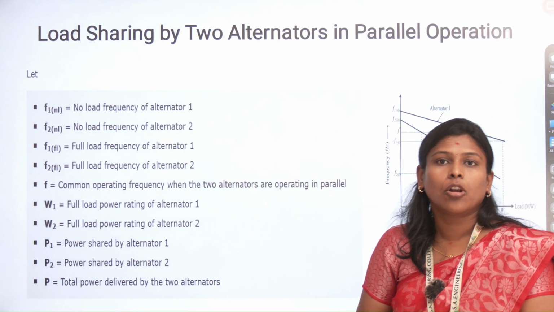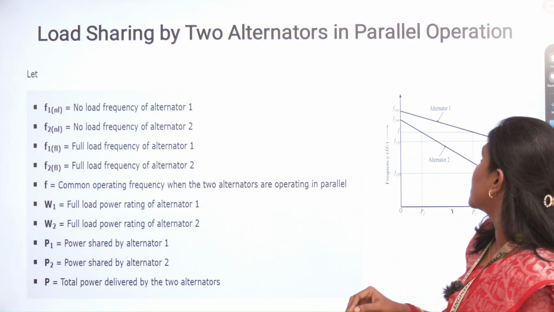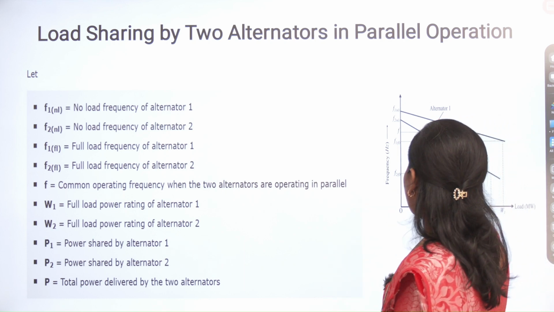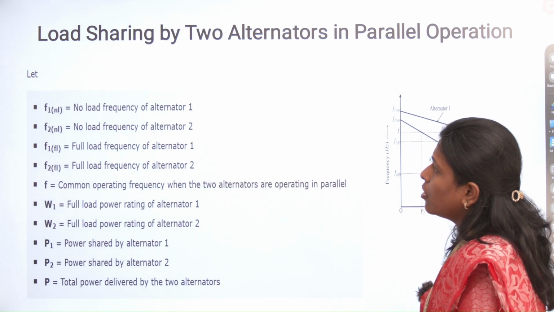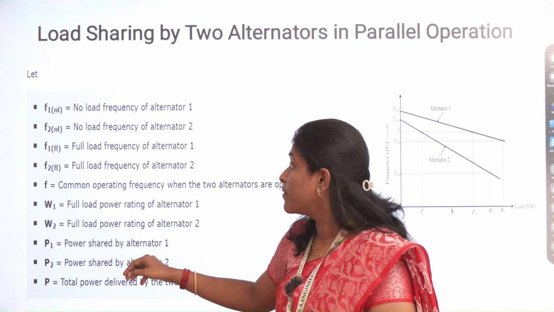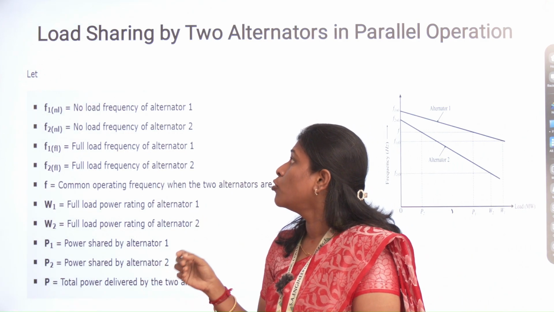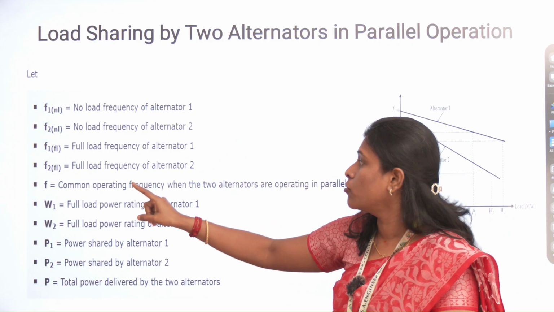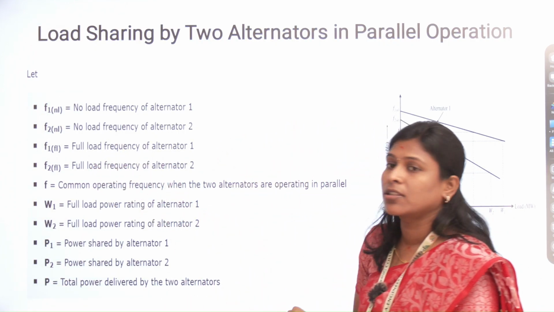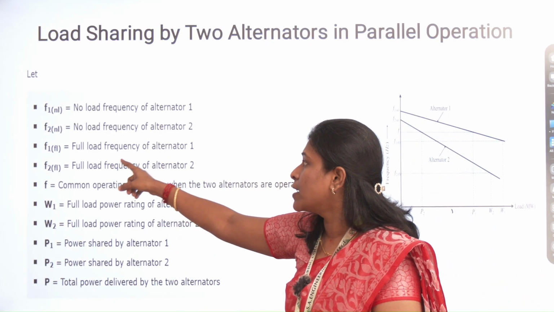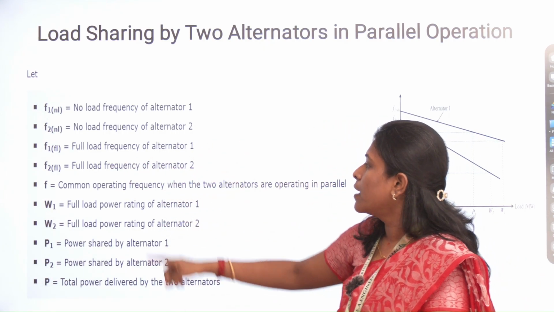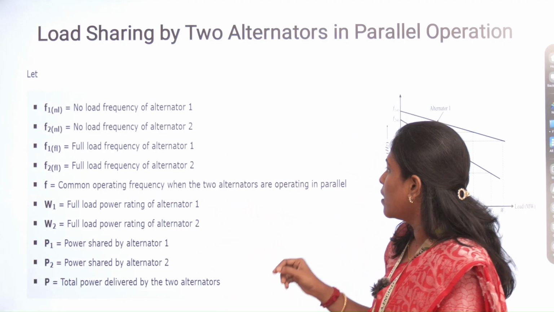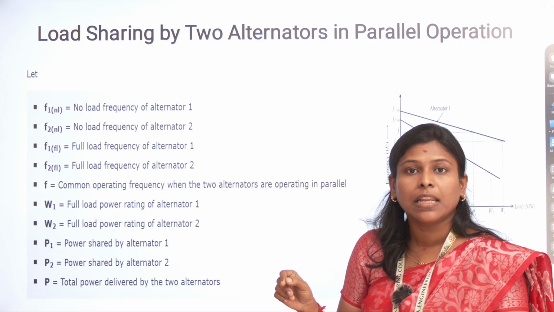This is the load sharing by 2 alternators in parallel operation. This is the alternator 1 and alternator 2 frequency and load. We'll see this derivation. F1 NL is the no load frequency of alternator 1. F2 NL is the no load frequency of alternator 2. F1 is the full load frequency of alternator 1. F2 is the full load frequency of alternator 2. F is the common frequency when the 2 alternators are operating in parallel.